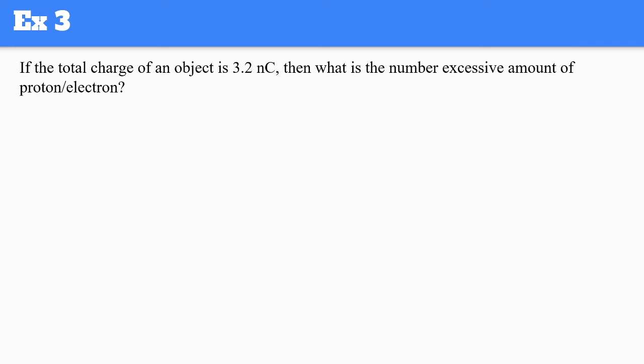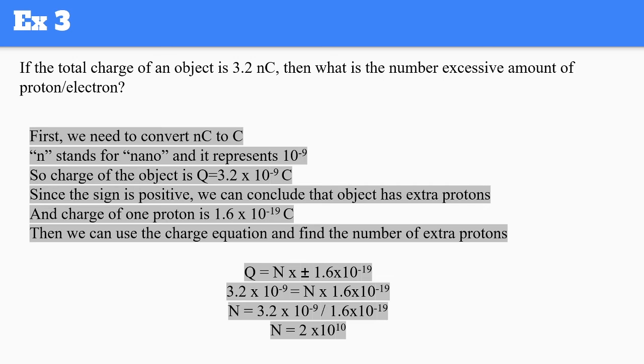All right, so if the total charge of an object is 3.2 nanocoulombs, then what is the number of excessive protons or electrons? First we need to convert nanocoulombs to coulombs, and we need to remember n stands for nano, and it represents 10 to the power of negative 9. So the total charge that we have is 3.2 times 10 to the power of negative 9 coulombs. And since the sign is positive, this is a proton, or it has extra protons. The charge of one proton is this much, and the total charge that you have is this much. Then how many do you have in it?